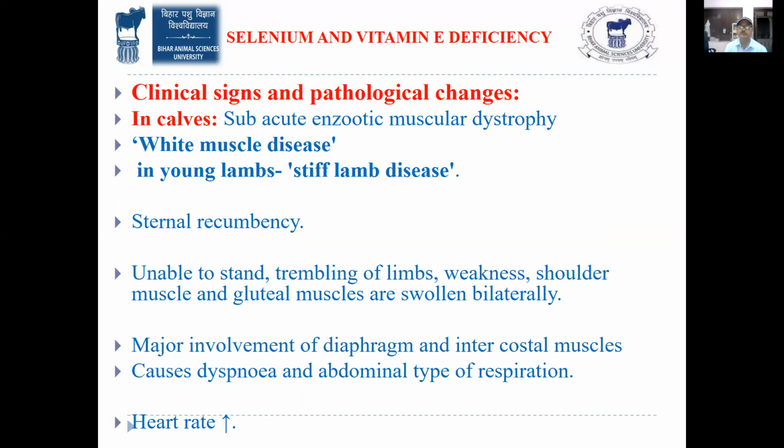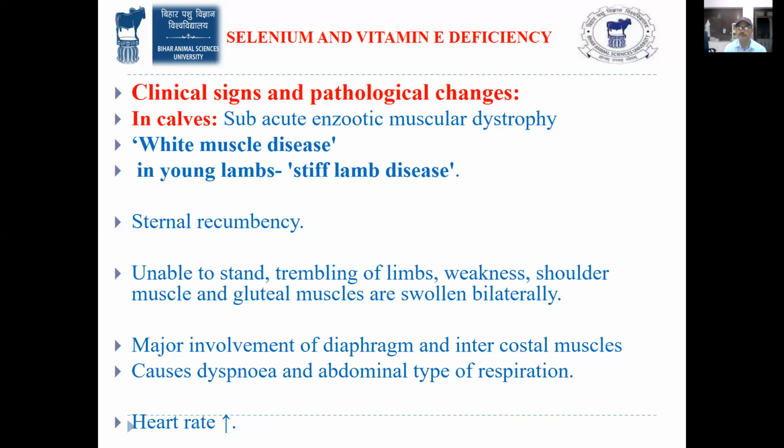Subacute enzootic muscular dystrophy appears in calves, also known as white muscle disease, and in young lambs, it is known as stiff lamb disease. Affected animals remain in sternal recumbency. They are unable to stand. There is trembling of limbs, weakness, and the shoulder muscles and gluteal muscles are swollen bilaterally.